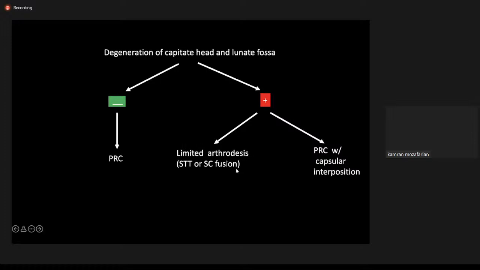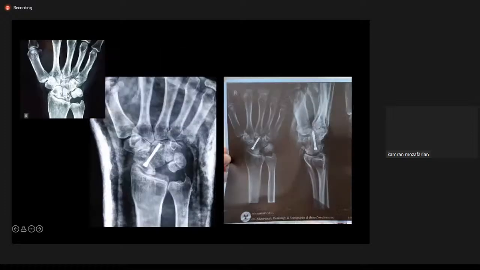I personally prefer the second one. And when it comes to limited orthodesis, the choice between STT and scaphocapitate fusion, I always prefer scaphocapitate fusion because it is technically much easier. This is one unsalvageable lunate, so we excise the lunate and do the scaphocapitate fusion, just a single screw in a single joint space, a very simple technique, and you see that almost always you get sound and solid fusion.